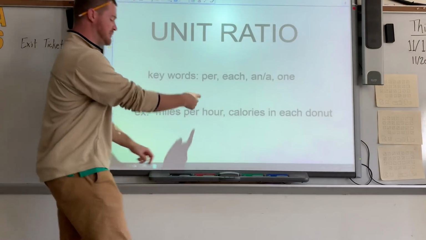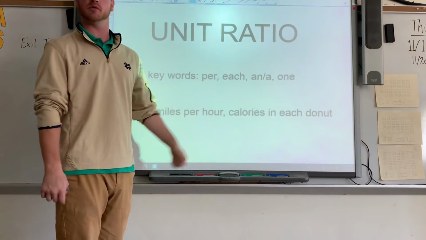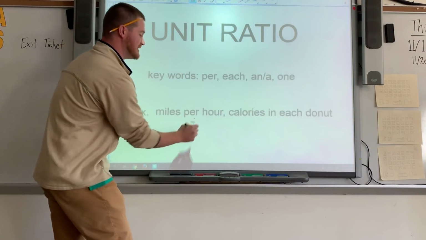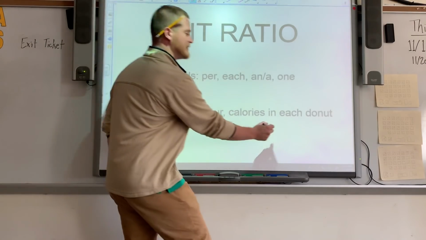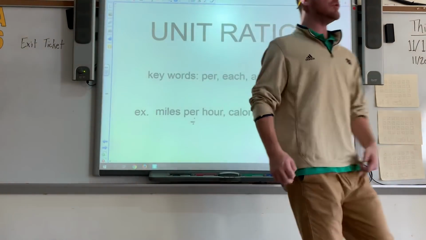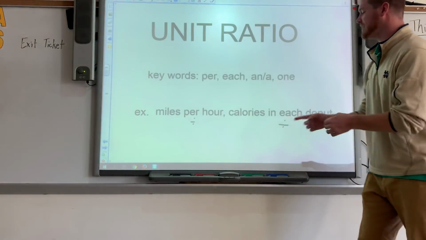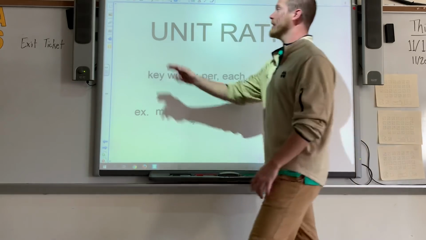Now, an example with per would be miles per hour. Basically, whenever you see this keyword, that's what we're dividing by. So it'd be miles divided by hour. Calories in each donut, so it's going to be calories divided by how many donuts there are. Once we find that, we're going to be able to tell the unit rate, or how many calories are in one donut and how many miles we can travel in 1 hour.